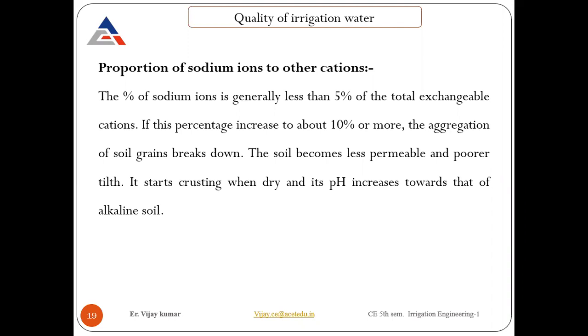So when it dries, crusting will be there, and pH increases towards alkalinity. This can happen if sodium ions reach the maximum value or more than 10%, which will create problems like permeability reduction. It will be a poorer tilth. The tilth is basically a kind of soil which is an aggregation of soil grains, and when the structure breaks down, we generally call it poorer tilth. It is either a good tilth or a poorer tilth. In poorer tilth, permeability will be lower, and due to that, pH will be increased, and it becomes an alkaline kind of soil, which is not right.